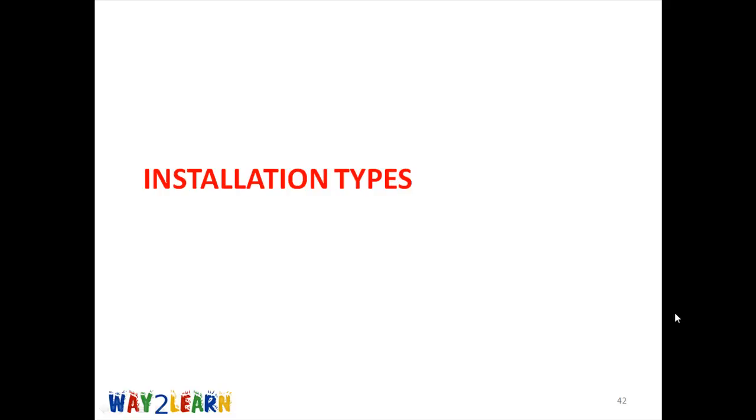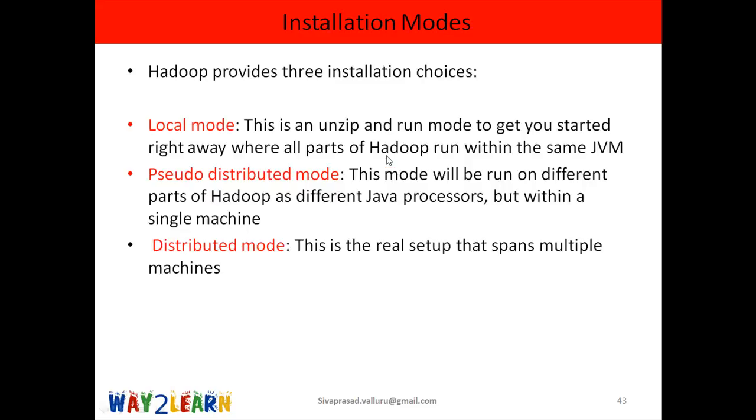In this video, I am going to show you various ways to install Hadoop. There are three ways in which we can install Hadoop. First one is local mode, pseudo distributed mode, and distributed mode. What is the difference? If you want to run Hadoop in local mode, you just have to unzip the tar file and you can run the Hadoop command.